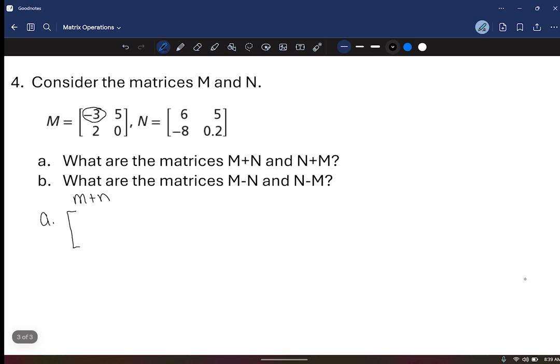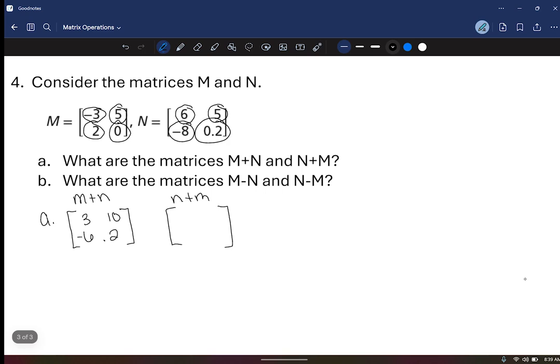We have negative 3 plus 6, which is 3. 5 plus 5, which is 10. 2 plus negative 8 is negative 6. And 0 plus 0.2 is 0.2. Now, if we add the other direction and do N plus M, and I know I'm not writing those as capital letters, but they should be capital letters.